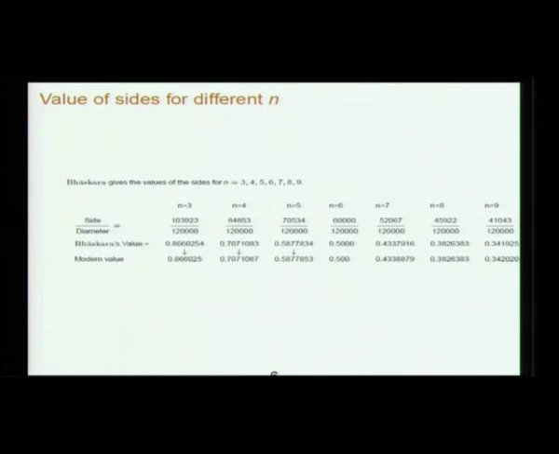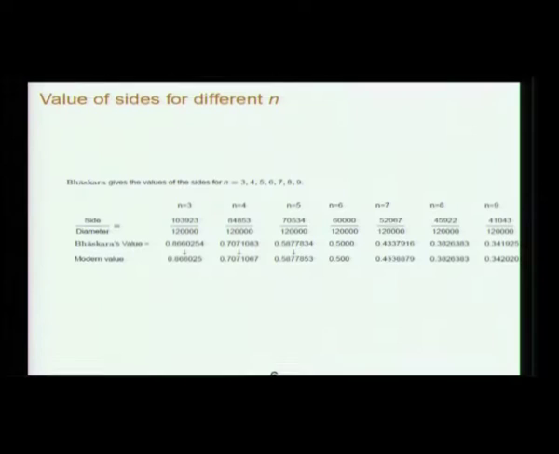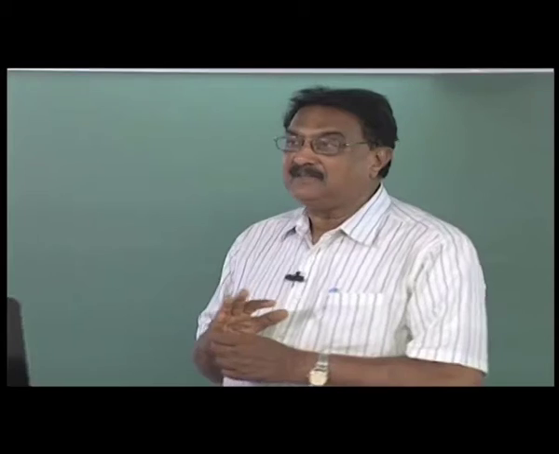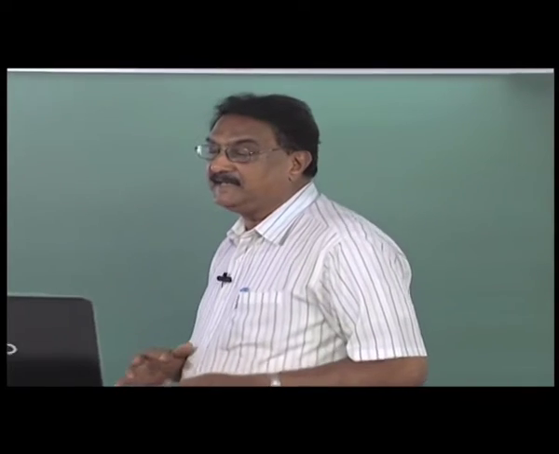Of course, the other way is also possible, that is what Ganesha Daivajna had done, from the side of the polygon to get the value of the circumference by diameter. Okay. So, then this is one result in Leelavati which is related to trigonometry.